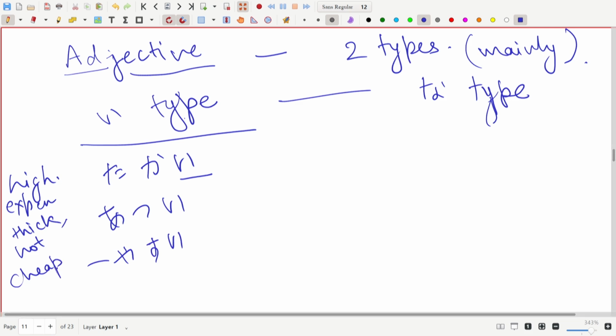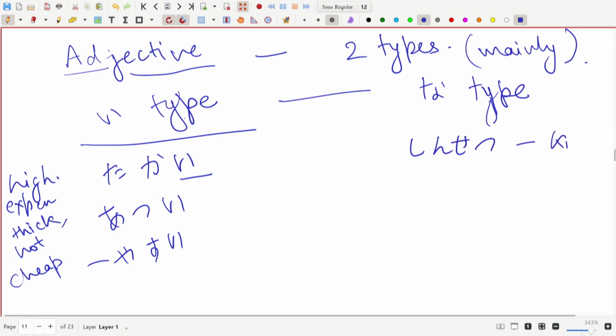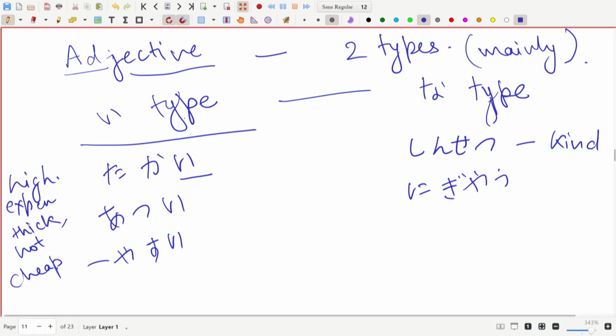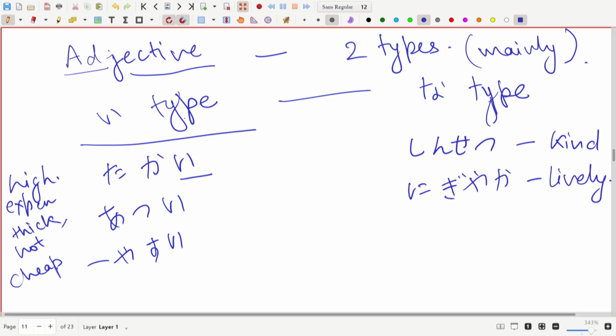Na-type adjectives are those which are not the E-type. It can end with anything. So shinsetsu is kind. It is a Na-type adjective. Nigiyaka means lively. It is a Na-type adjective.